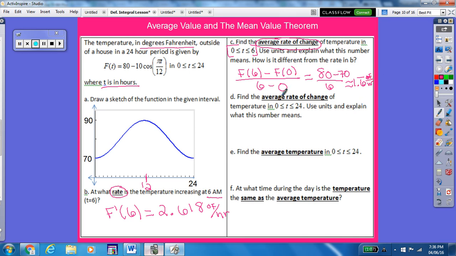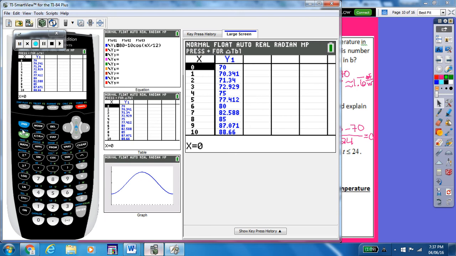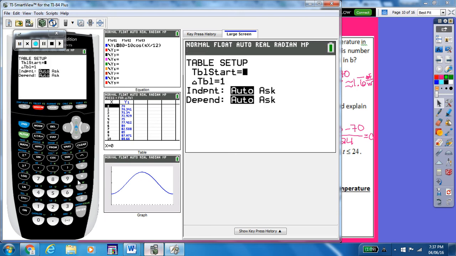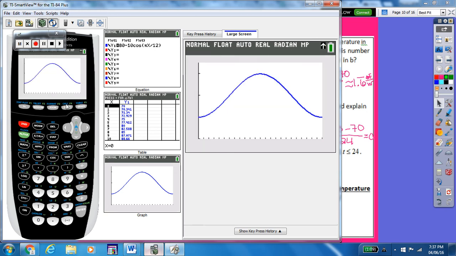Moving on, again, average rate of change, this time from 0 to 24. As you can expect, since the temperature at the beginning and the temperature at the end are the same, you end up with 0. F of 24 minus f of 0 divided by 24, and that would be 70 minus 70. Now I already know that it's going to be 70, but in case you didn't, you could easily go to your graphing calculator. I'm not going to scroll all the way to 24. I'm just going to ask the table to go to 24 real quick for me. Oops, second table.